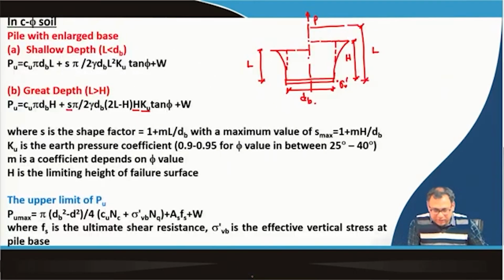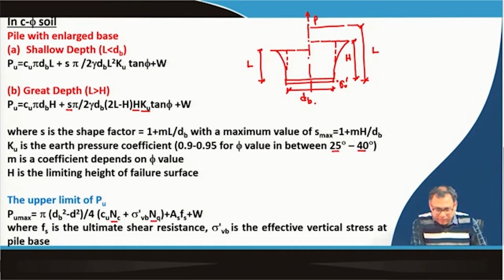So, now I will show you how I can calculate the Ku, H and S. Here also NC and NQ are the same as for the pile under compressive load, we can use those NQ and NC as suggested by Meyerhof. And then we have to determine the H and Ku. So, Ku is the earth pressure coefficient, which is 0.9 to 0.95 of the phi value, and it is in between 25 to 40. So, the Ku part is over.